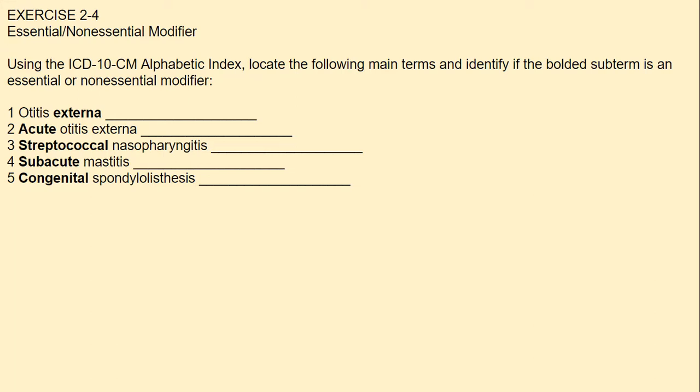It says see condition. So is that going to be essential or non-essential? Non-essential.